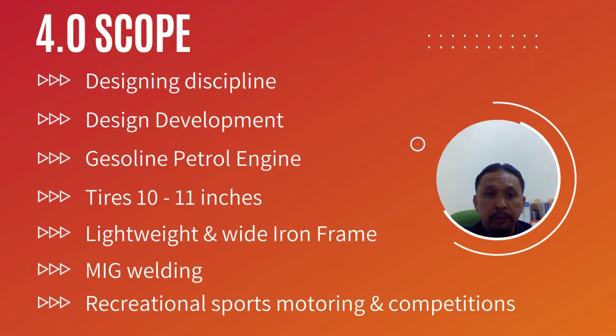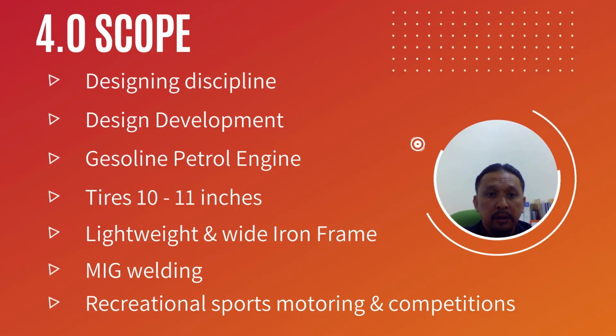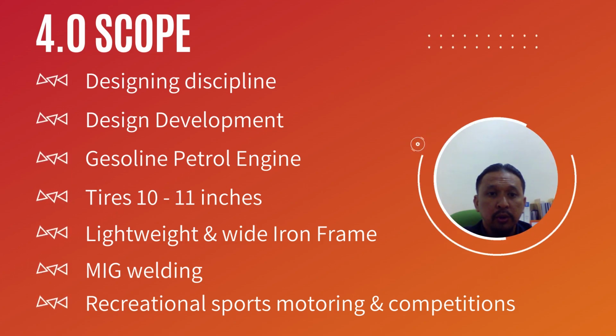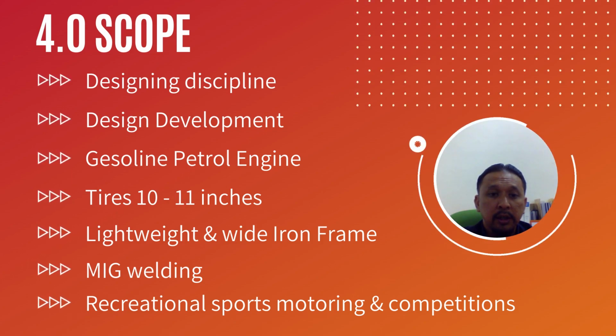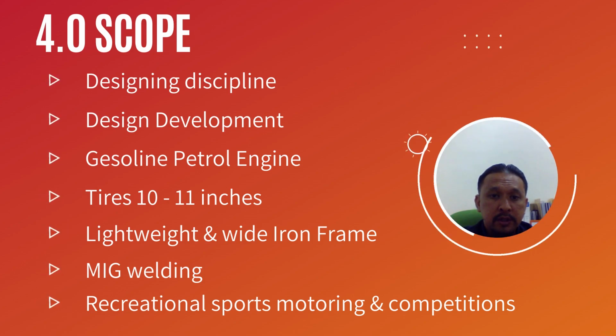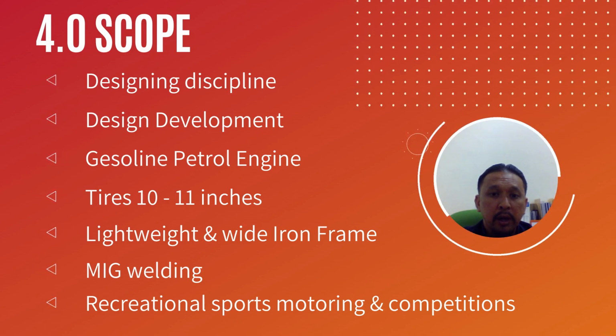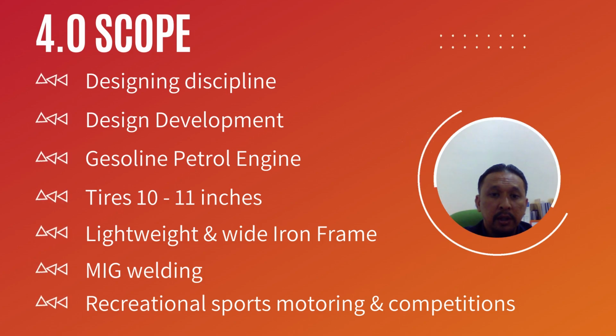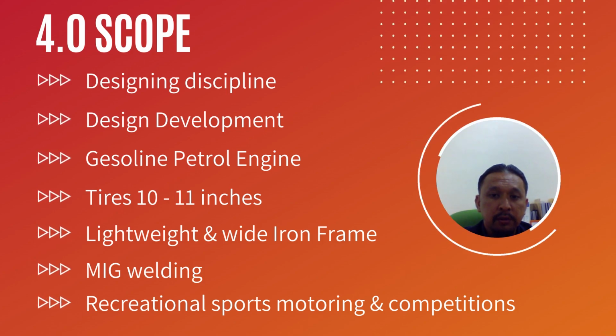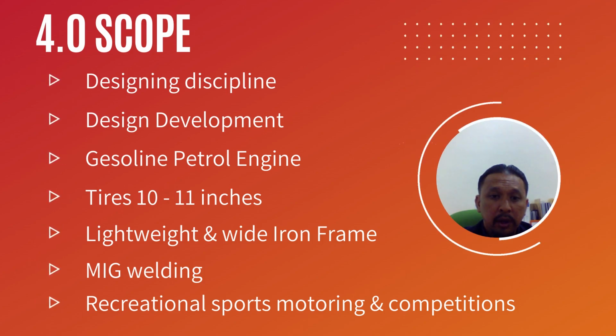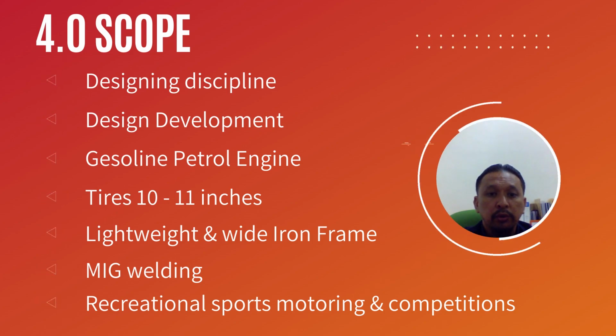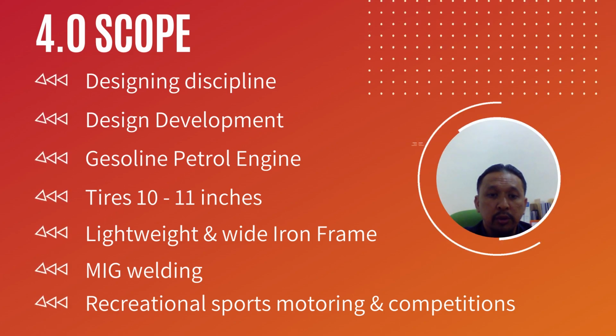We work on the following aspects: designing discipline and design development. In the development process, we will also use a gasoline petrol engine, 10 or 11 inch tire size, a lightweight and wide iron frame, as well as a fixed connection process with MIG welding. We also want to focus on our drift trike being usable in competition.